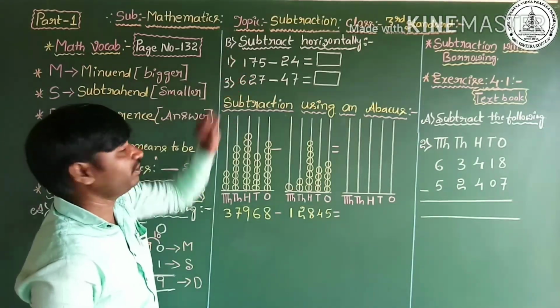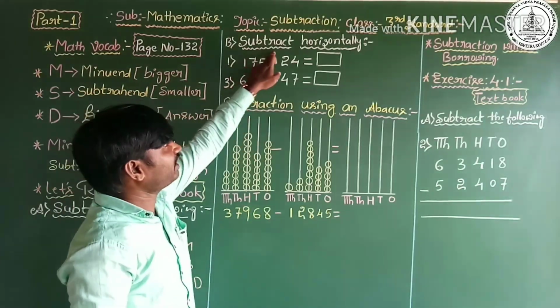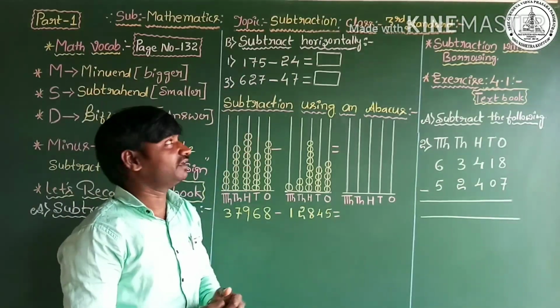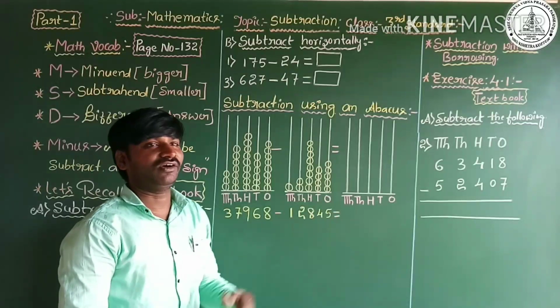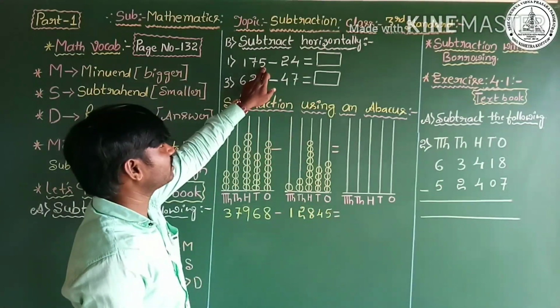Go to the B main. What is the question? Subtract horizontally. Okay, you know already how to subtract in the horizontal method and column method. Okay, dear student, subtract horizontally.